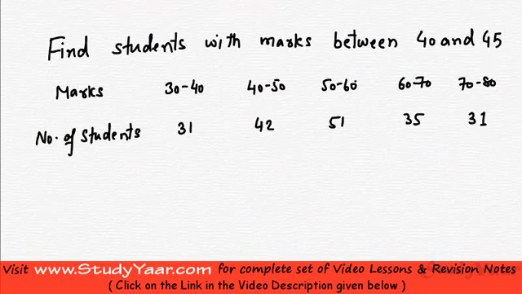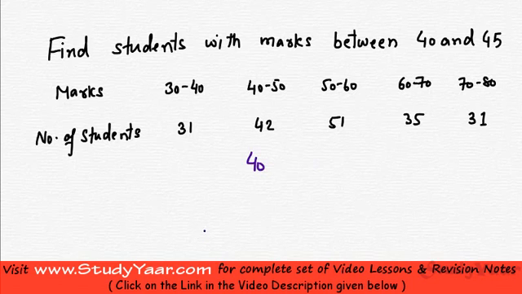Let's look at another problem. Over here we are supposed to find out the students with marks between 40 and 45. It is given to us that there are 31 students who are getting 30 to 40 marks. There are 42 students who have marks between 40 and 50. There are 51 students who are getting marks between 50 and 60, 35 between 60 and 70, and 31 between 70 and 80. We are supposed to find out how many students have marks between 40 and 45.